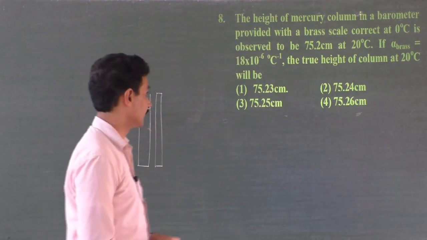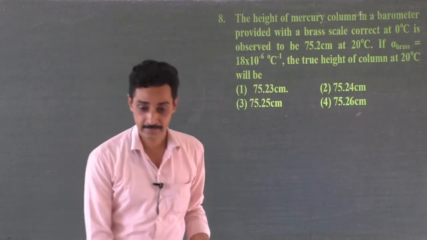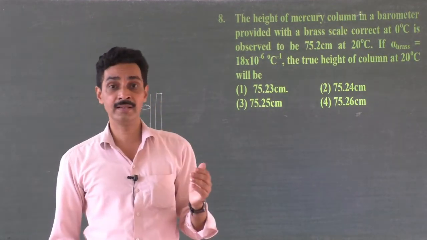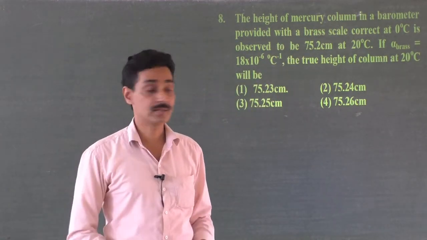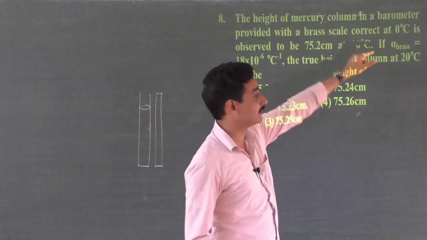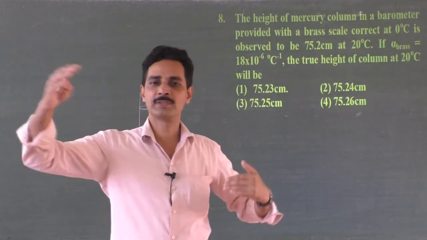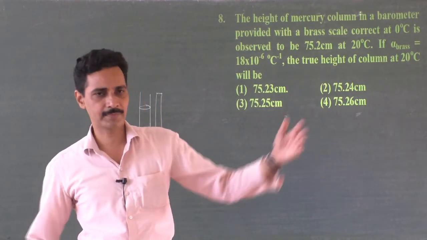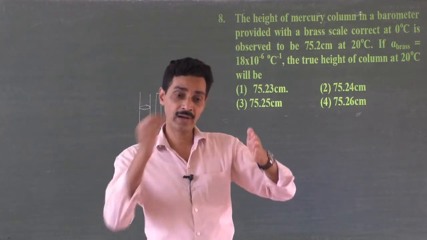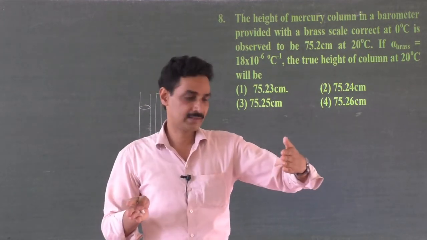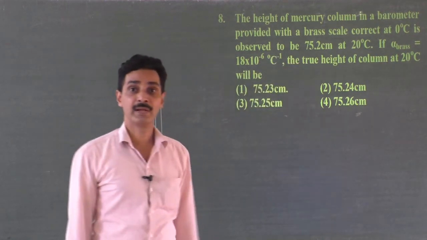The height was observed to be 75.2 centimeter at 20 degrees Celsius. This reading is not proper, because the brass scale correct at 0 degrees Celsius is now at 20 degrees Celsius. That means all its readings might have been expanded, because when a metal scale is heated, it expands. Every 1 centimeter will be a longer length. Even though it is written 0 and 1 at two places, they will be at a distance more than 1 centimeter. So 75.2 centimeter may not be the actual reading.